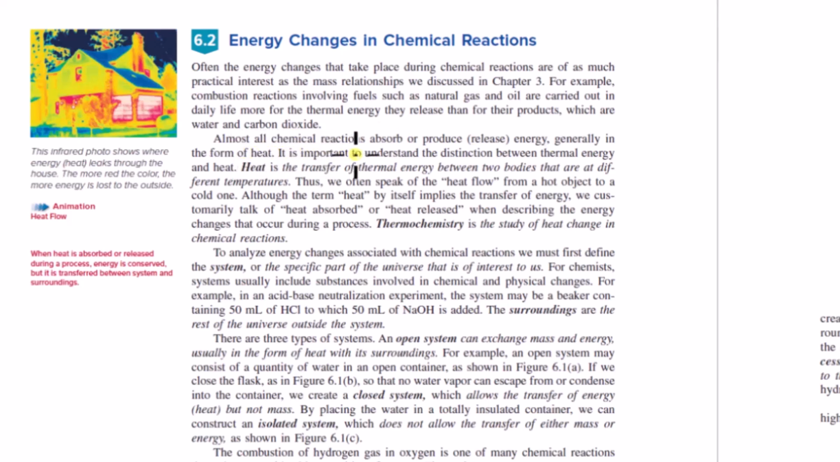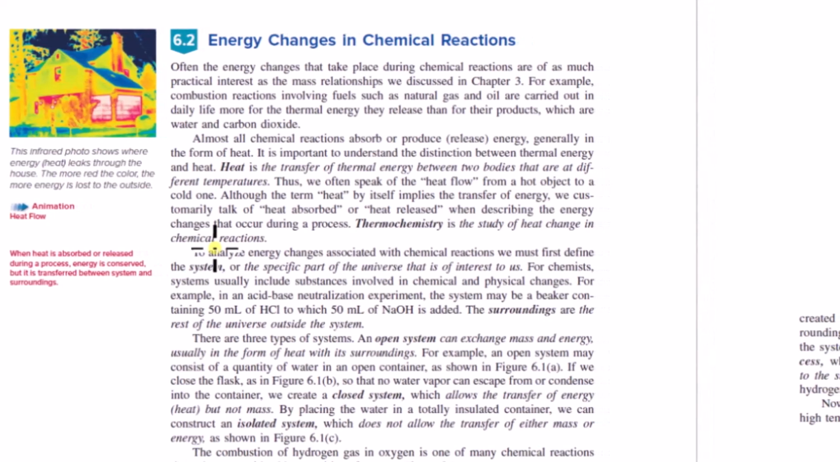Almost all chemical reactions absorb or produce energy, generally in the form of heat. It is important to understand the distinction between thermal energy and heat. Heat is the transfer of thermal energy between two bodies that are at different temperatures. Thus, we often speak of the heat flow from a hot object to a cold one. Although the term heat by itself implies the transfer of energy, we customarily talk of heat absorbed or heat released when describing the energy changes that occur during a process. Thermochemistry is the study of heat change in chemical reactions.